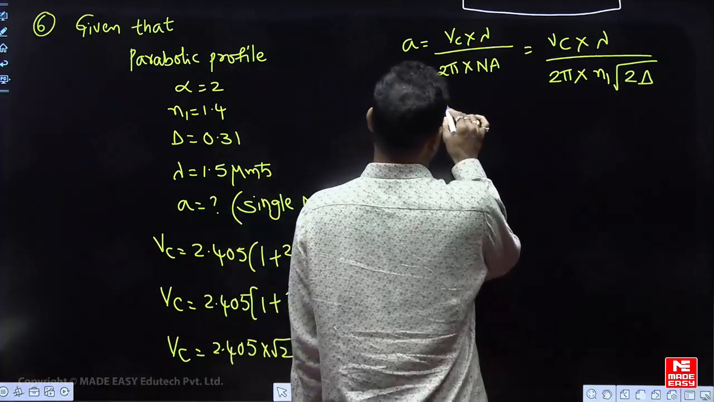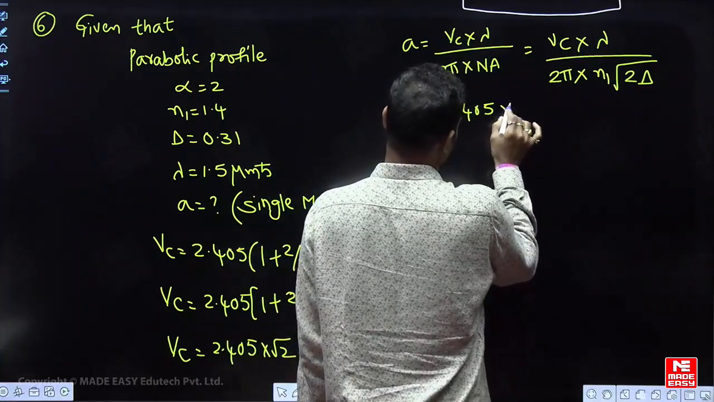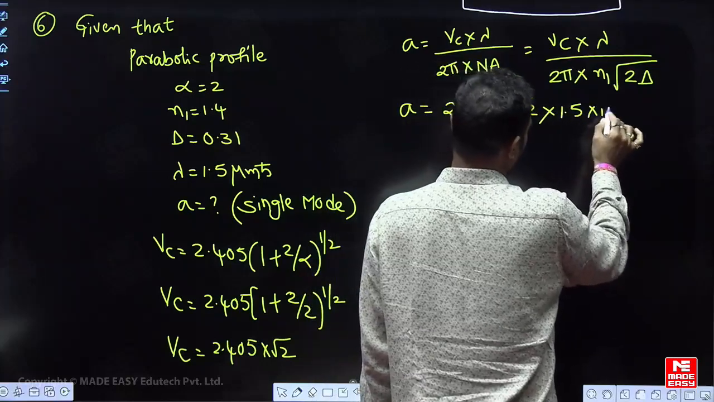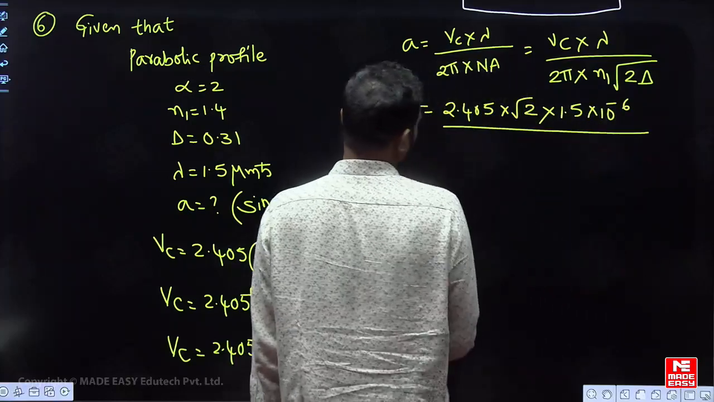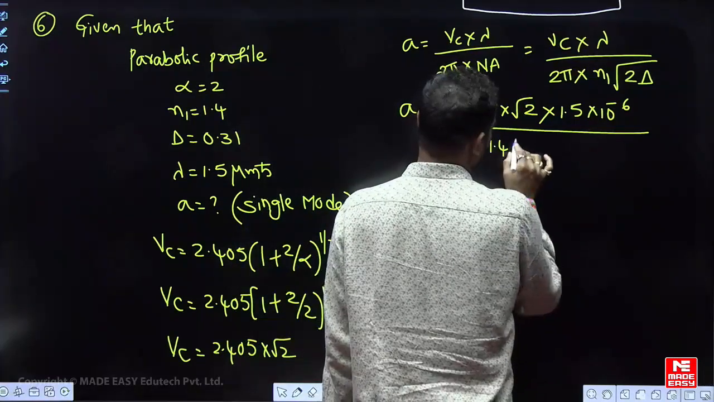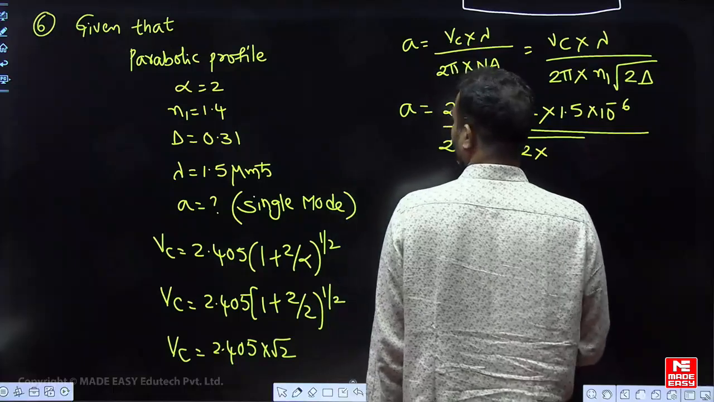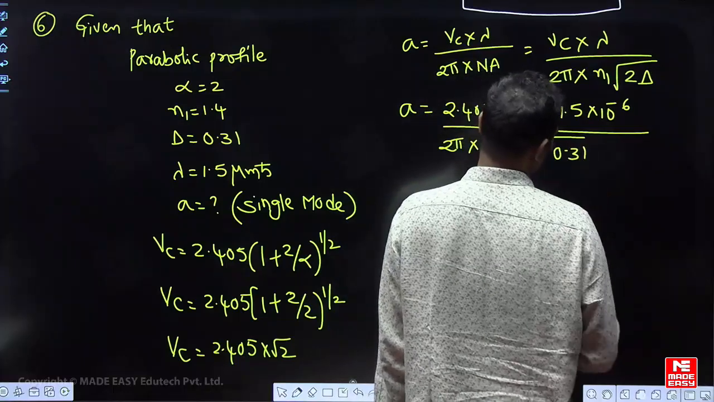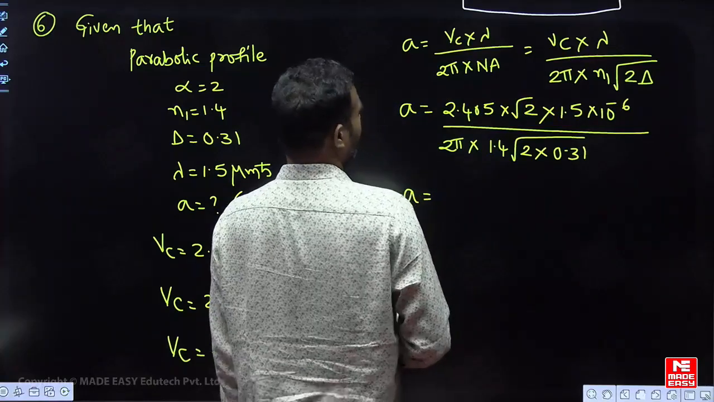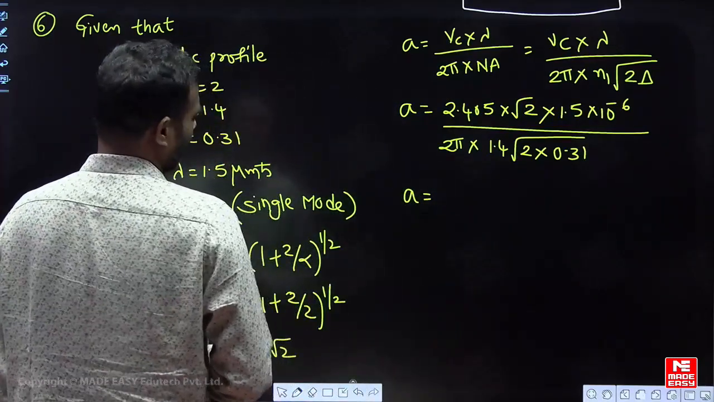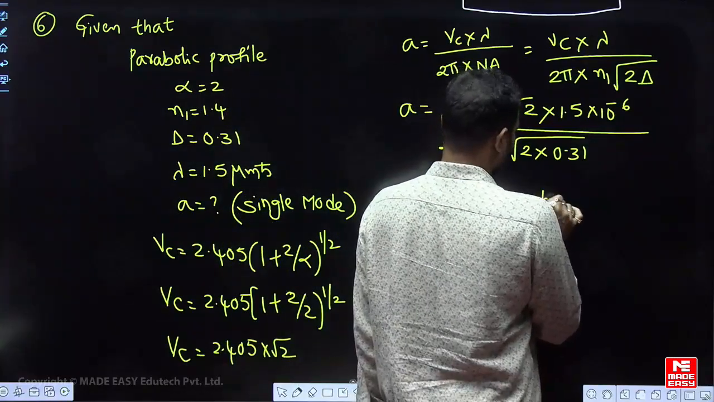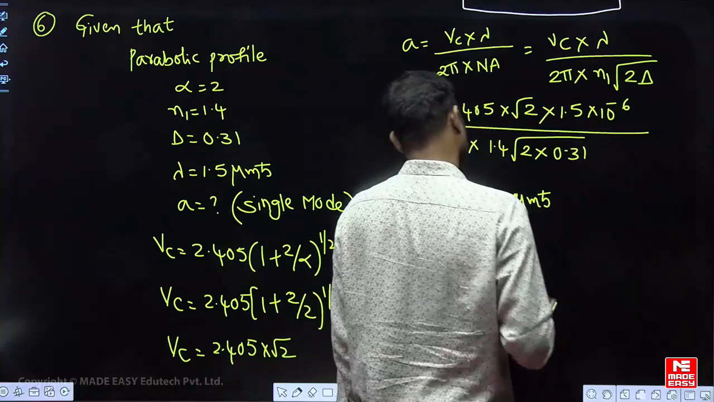What is VC? VC is equal to 2.405 into root of 2 into lambda 1.5 into 10 to the power of minus 6 micrometers whole divided by 2 pi into n1, where n1 is equal to 1.4, root of 2 into delta, where delta is equal to 0.31. So this value of A is nothing but the required radius of the core. We will get it in terms of micrometers.